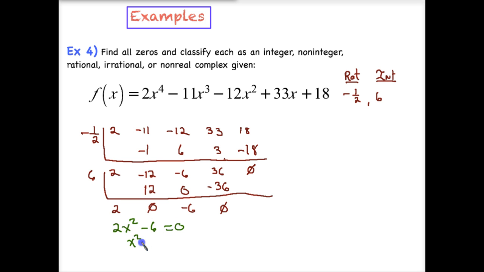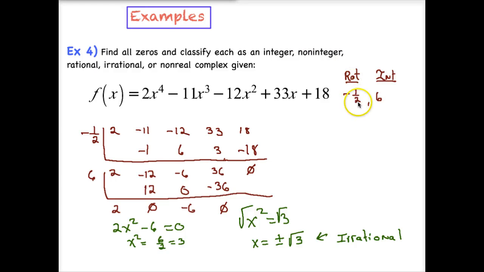Now we can solve this. So x squared is equal to 6 over 2, which is 3. So here is where our irrational numbers come into place. How do we solve x squared equals 3? We take the square root of both sides, and we get plus or minus the square root of 3. Plus and minus root 3, those are both irrational numbers, but I have found my 4 zeros. I have negative 1/2, which is rational. I have 6, which is an integer, and then I have plus and minus root 3, which are both irrational numbers.